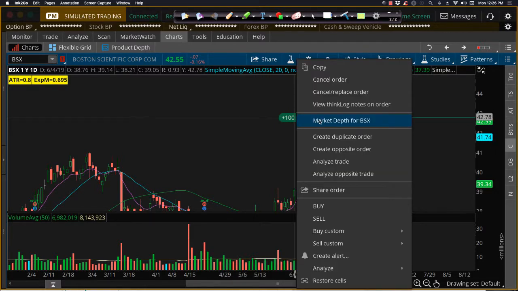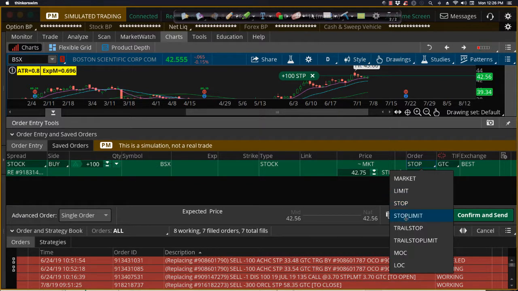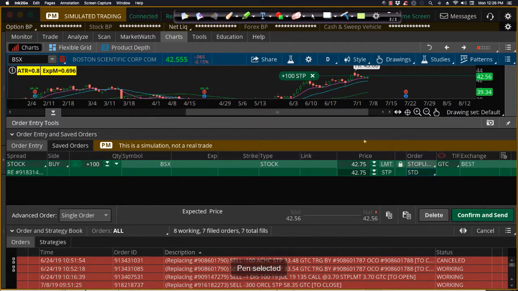So I can go cancel and replace that order, and I can change it from a stop market to a stop limit. When I do that, I get to put in two prices: the stop price, where I can say buy if it goes above 42.75, and then I can say don't spend more than, say, 42.85. That would give it a little 10-cent window in order to get filled. Now, this stock has an 80-cent ATR, an average true range, and so I want to give it at least 8 cents, or 10% of the ATR, as a window to help me get filled with that confirmation.